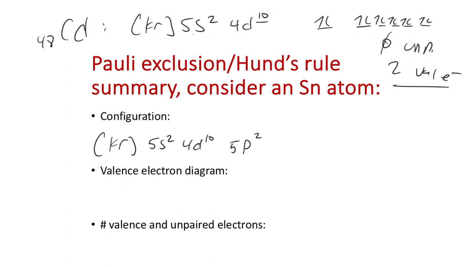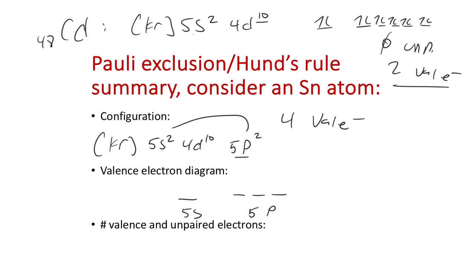Now, quick question would be, how do you know it's a 5p2 and not a 6p2 or a 4p2? How do you know it's the right number for the p subshell? We'll just go: carbon's at 2p, silicon's at 3p, germanium's into the 4p, tin's into the 5p. So you're just kind of counting downward. And so 5p2, and then this is 4 total valence electrons. So our valence diagram could just include the s and the p, so we have the 5s and the 5p.